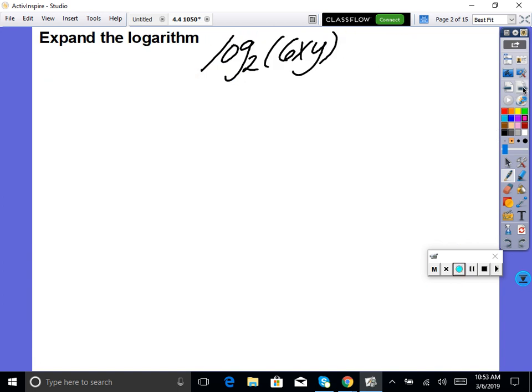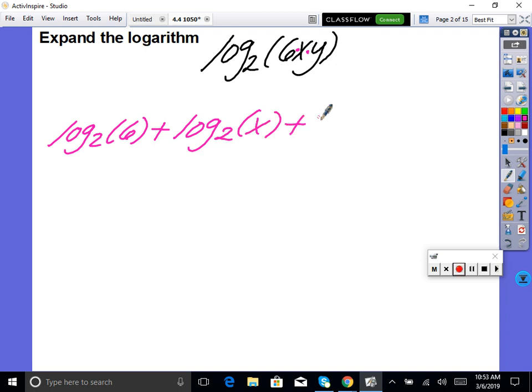Okay, so we have log to the base 2 of 6xy. Now don't be mistaken, 6 is not connected to x. Well, I guess it is, but it's connected by times signs. When you multiply, you add. So we can split this up. There's three different pieces. We have log to the base 2 of 6, because when you multiply, you add, plus log to the base 2 of x. Then we have a plus log to the base 2 of y, and we're done. Pretty straightforward.